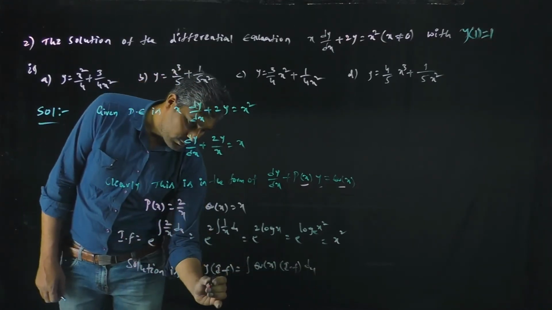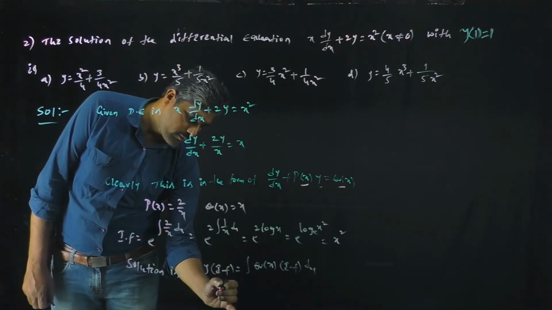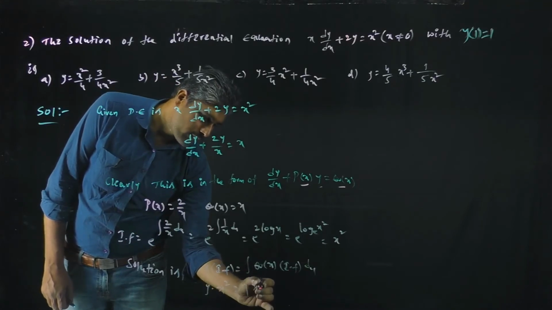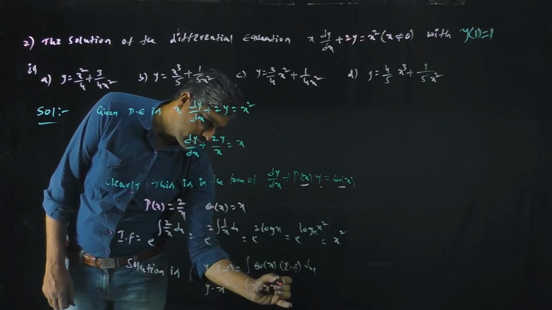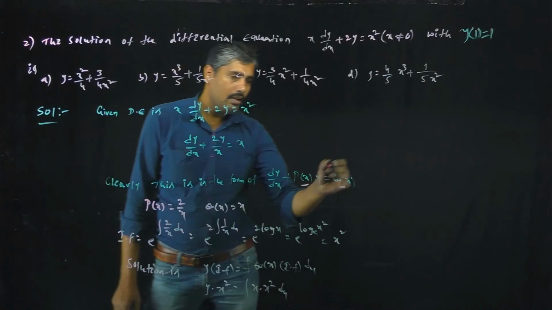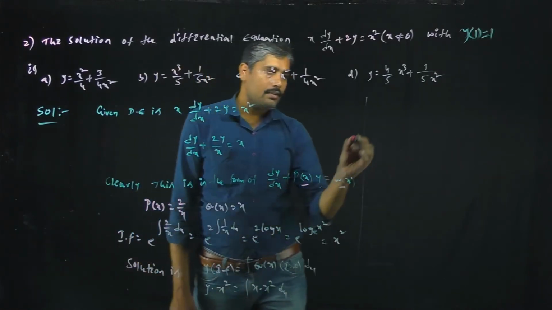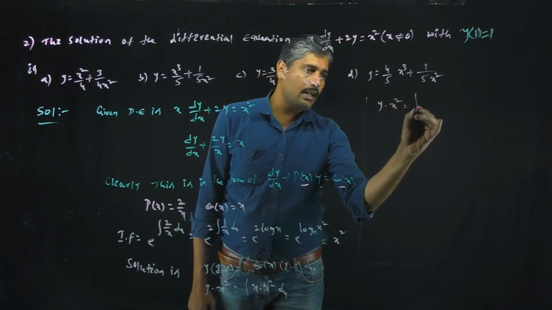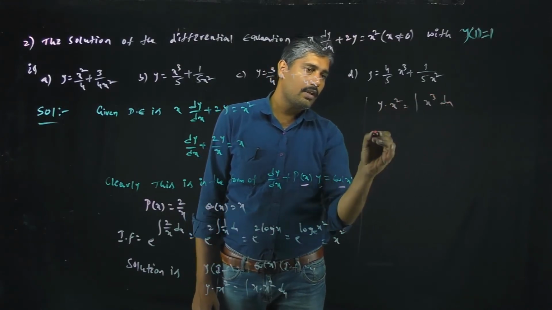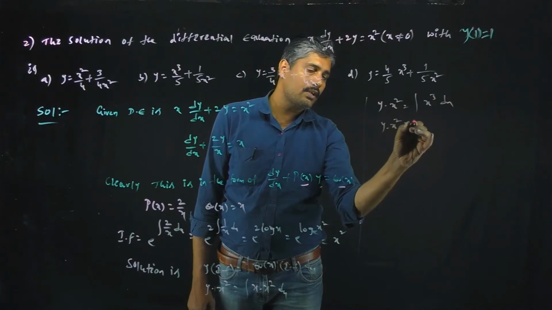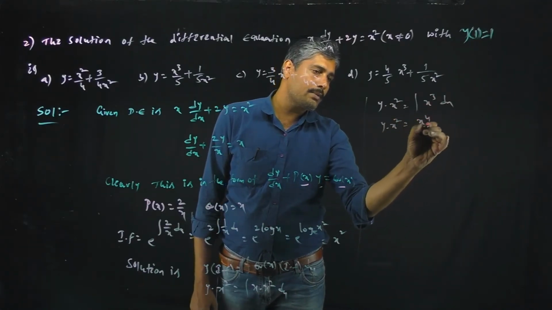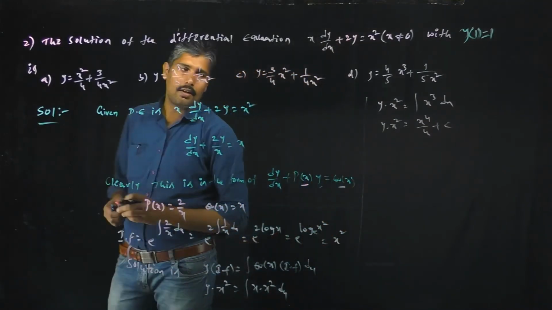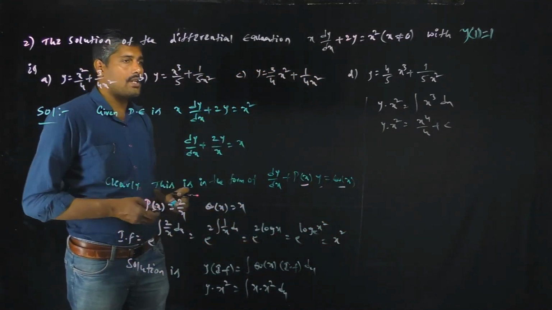Here y into integrating factor, x squared, equals integral of q of x into integrating factor, that is x into x squared dx. That is y into x squared equals integral x cubed dx. Therefore, y into x squared equals the integral of x cubed, which is x to the power 4 by 4 plus c. This is the solution of the given differential equation.